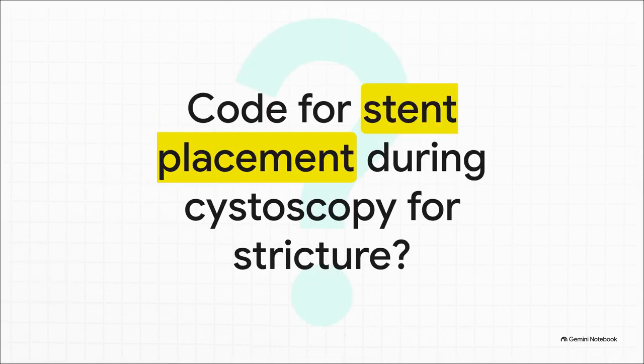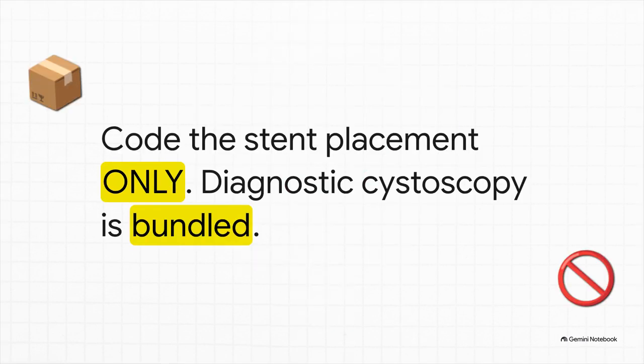All right, final scenario. The surgeon goes in, performs a cystoscopy to inspect the area, and then successfully drops a double J ureteral stent under fluoroscopy to treat a stricture. How are we coding this entire session? If you remembered our golden rule from the very start of this explainer, you know we code the therapeutic stent placement only. That initial diagnostic look with the scope is completely swallowed up by the therapeutic intervention.